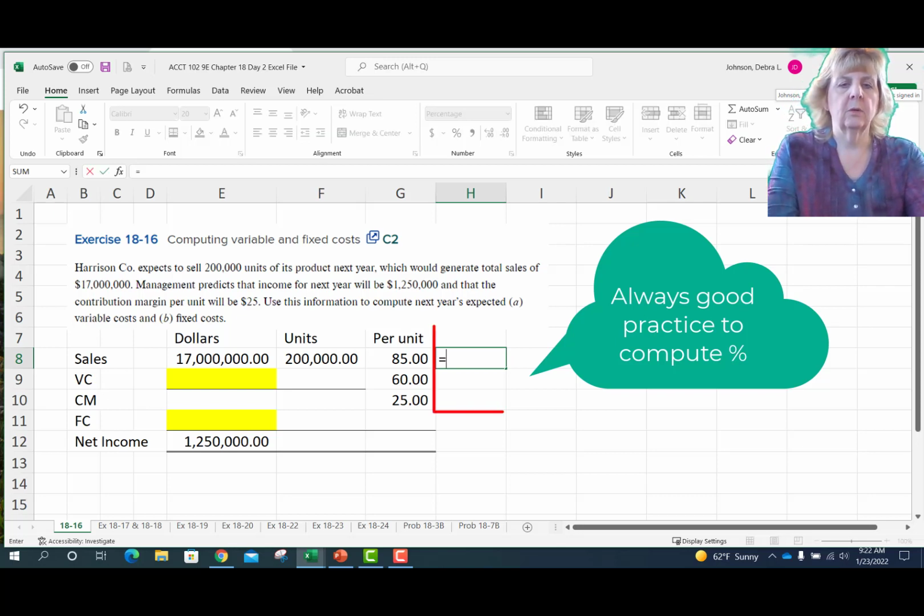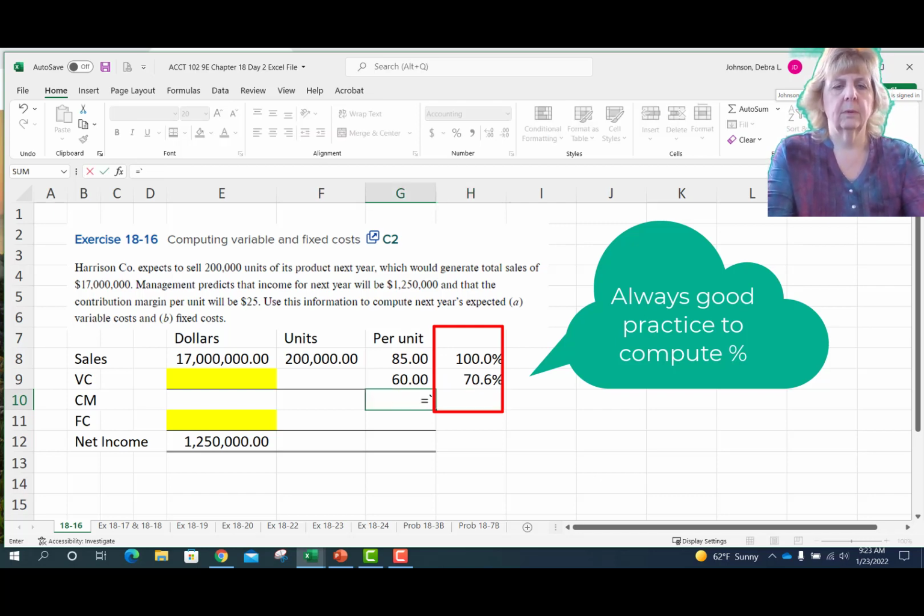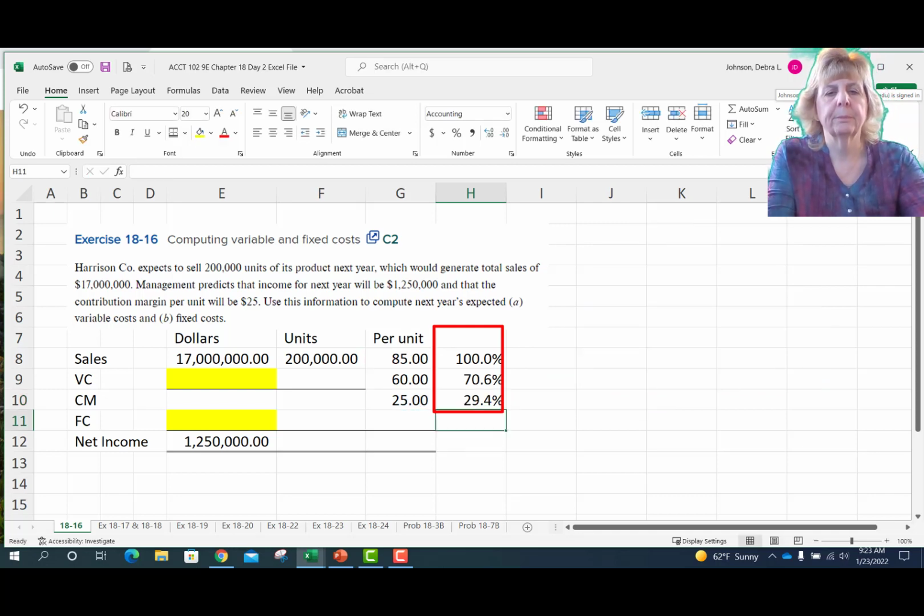So I'm going to go ahead and do that. That means take each of those first three line items and divide by the sales price. We know that the sales line item will always be 100. When I take 60 divided by 85, I get 70.6%. And when I take 25 divided by 85, I'll get the remainder.